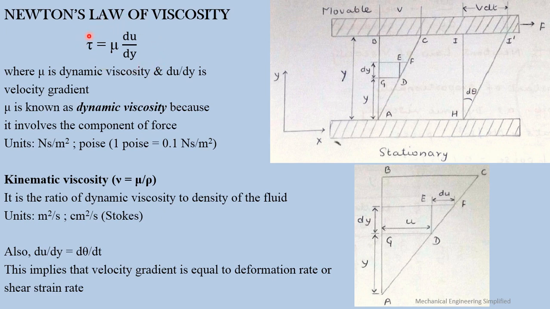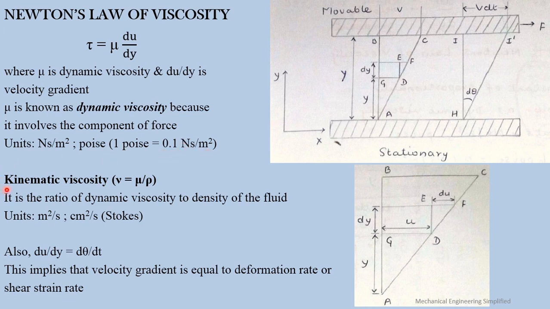The final relation we arrive at is tau equals mu into du by dy, where mu is the dynamic viscosity and du by dy is the velocity gradient. Mu is known as dynamic viscosity because it involves the component of force. That can be seen from its unit. Its unit is Newton second per meter square, so this Newton shows it is a component of force. Another unit is poise, a smaller unit. 1 poise is equal to 0.1 Newton second per meter square.